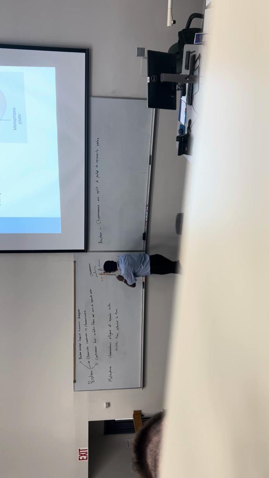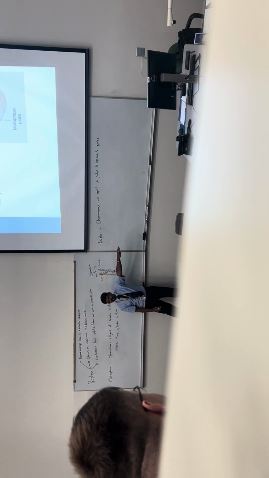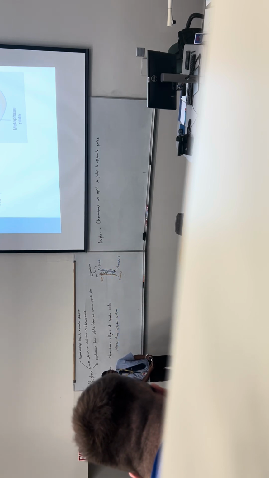So this red, orange one will end up on this side, which will become a cell of its own with all the other 45 chromosomes. This one will go to that side, along with the other 45, becoming a new cell.